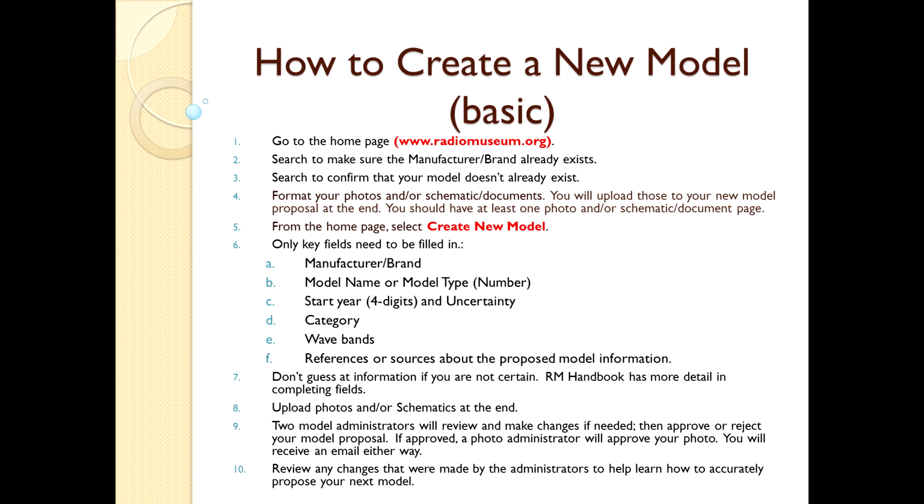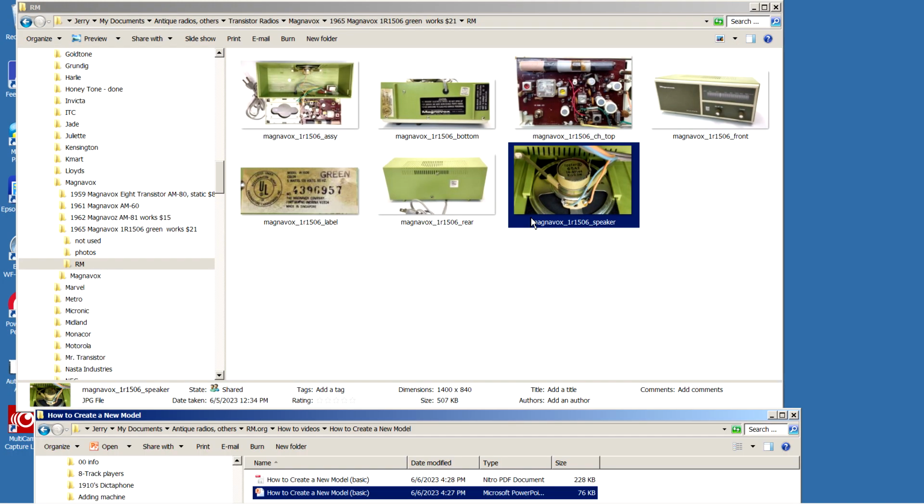You might also pull up some sample models that are already existing of the type of radio or device you might have. Take a look at how those were done, and that'll give you an idea as to what the fields are. Okay, so the radio I'm going to do is a Magnavox. It's a 1R1506. It's green, and I've already taken photos, and I've selected these 7 photos that I've formatted, and they are ready for upload in my RM Radio Museum folder.